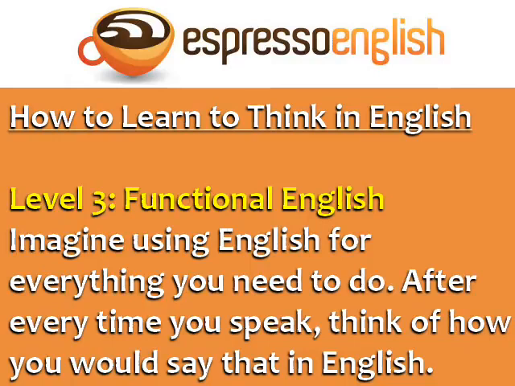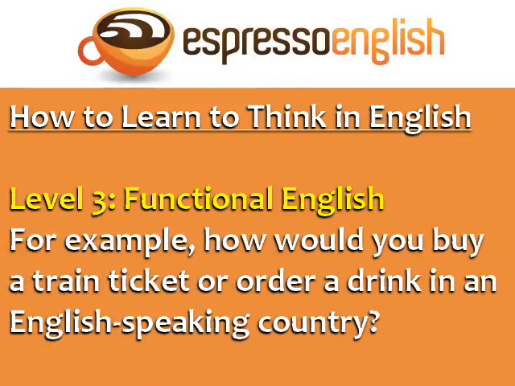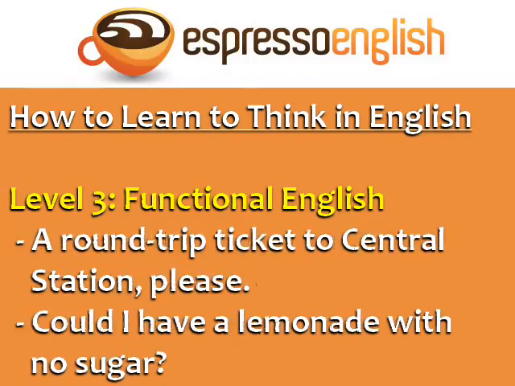Level 3 is functional English. On this level, you imagine having to use English for everything that you need to do. After every time you speak in your native language, think of how you would say that in English. For example, how would you buy a train ticket or order a drink in an English-speaking country? "A round-trip ticket to Central Station, please. Could I have a lemonade with no sugar?"